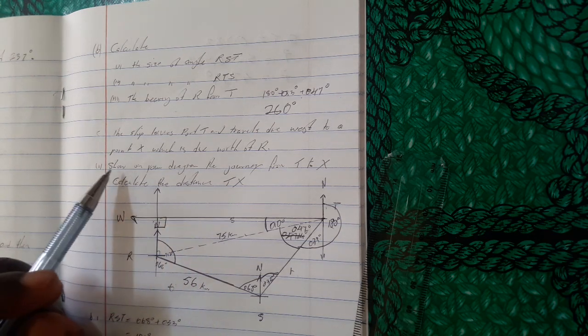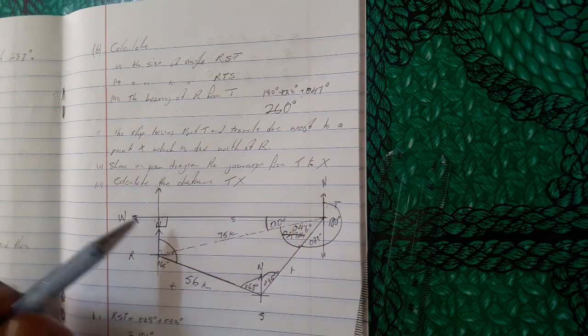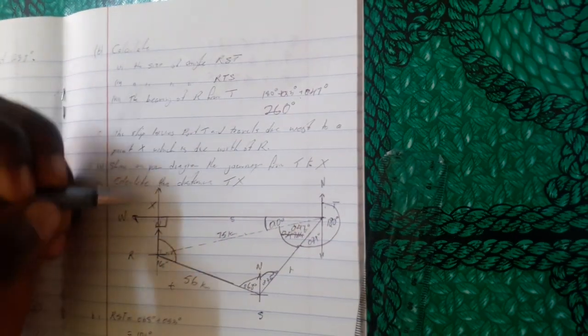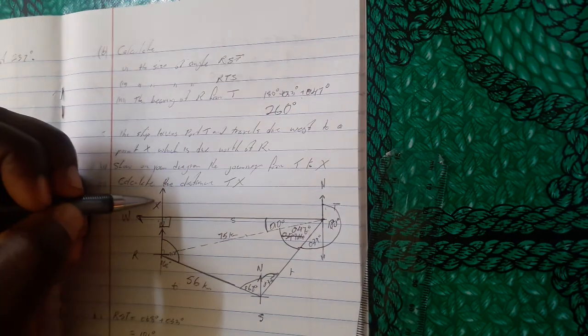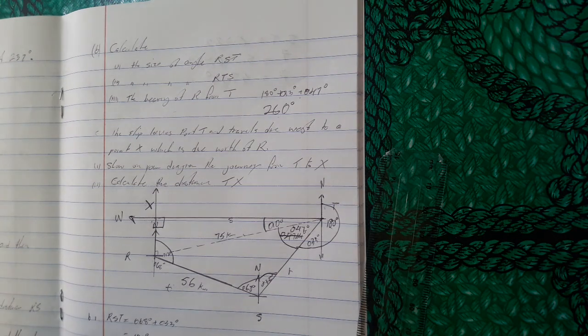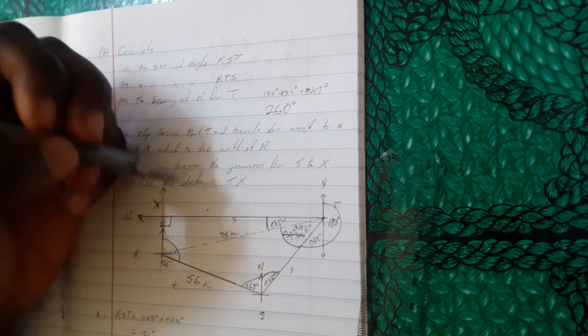Okay, so show on your diagram the journey from T to X. That's our journey there. This point is X, not W. W is the cardinal direction. Point is X. And calculate the distance TX. So that's this distance here. This is going to be the adjacent side.